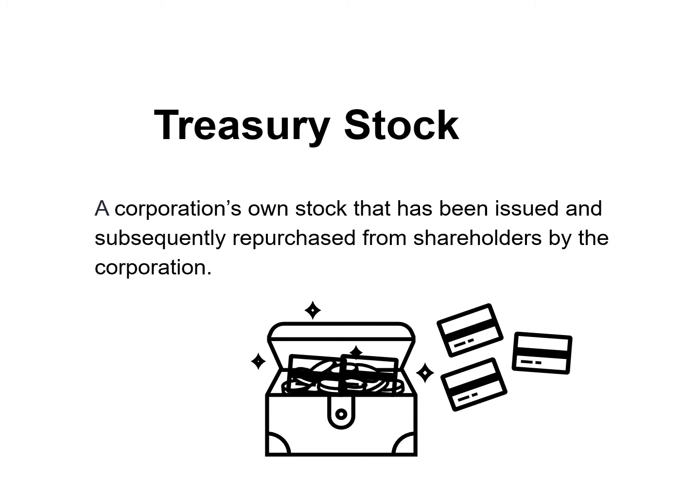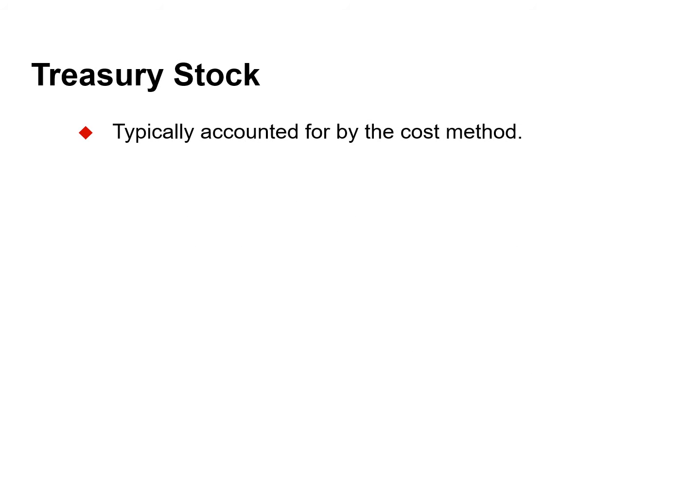This video will explain how to account for the issuance of treasury stock using the cost method. A company may buy back shares from existing shareholders for a number of reasons. Shares that have been repurchased are called treasury stock. The purchase of treasury stock is typically accounted for by the cost method.